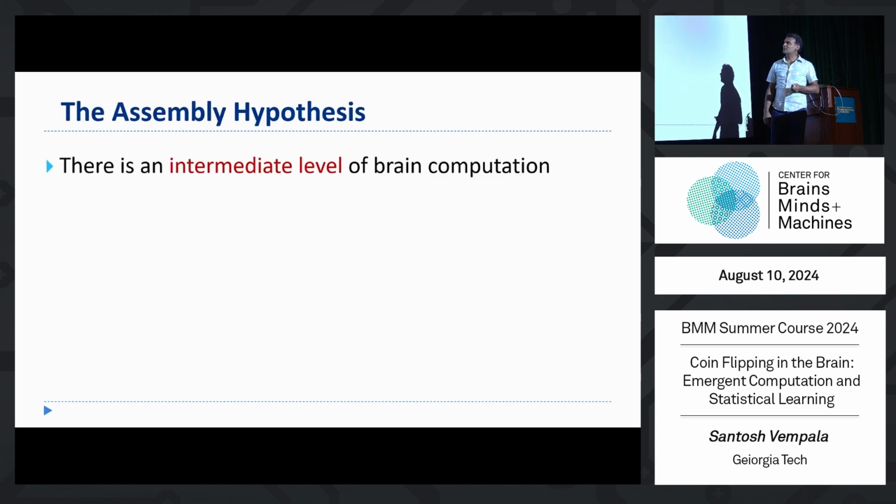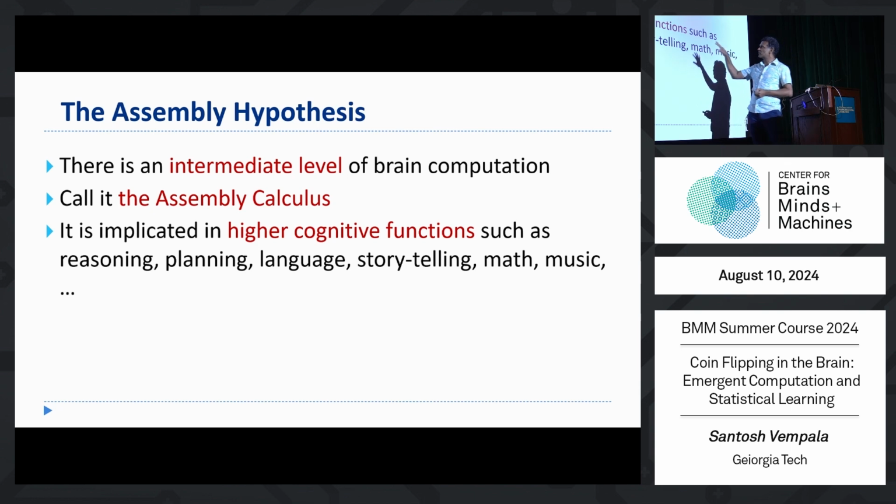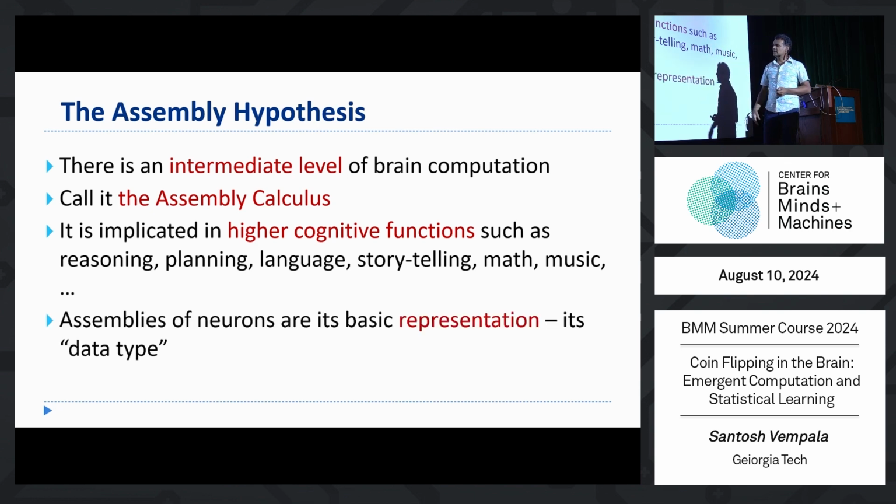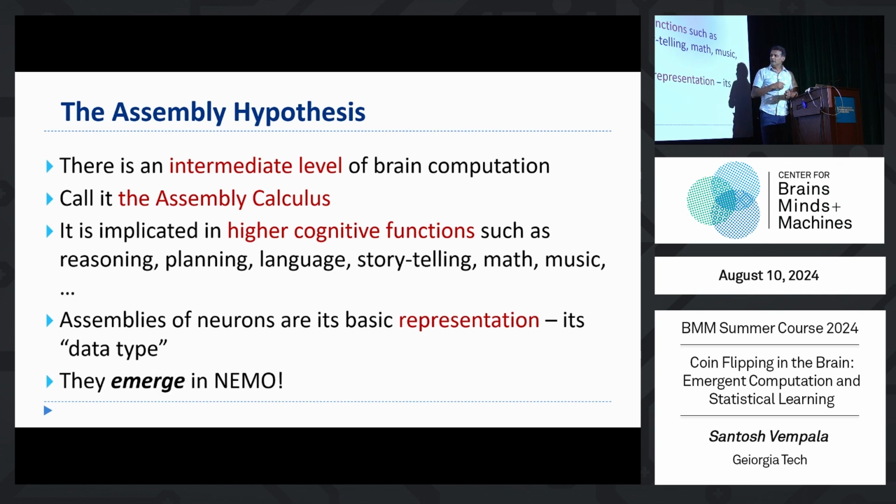All right, so here's the hypothesis. There is this intermediate level of brain computation, where you can actually see the computation happening. We'll call it the assembly calculus. It's implicated in higher cognitive functions. And the basic data type, which is emerging, again, not programmed, are assemblies of neurons. That's the representation, the only representation at the intermediate level that we'll need to do all of this. So that's the first claim.